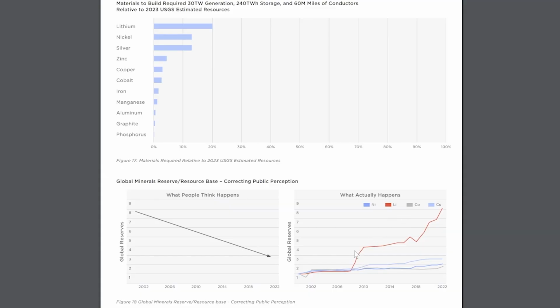So this red line here shows the lithium reserves over time continuing to increase, because we kept finding more. As we looked for it, we found more and more. And the same thing happened with oil. I remember reading a book or an article saying peak oil was coming, but we just kept finding more. So this is not a new phenomenon.